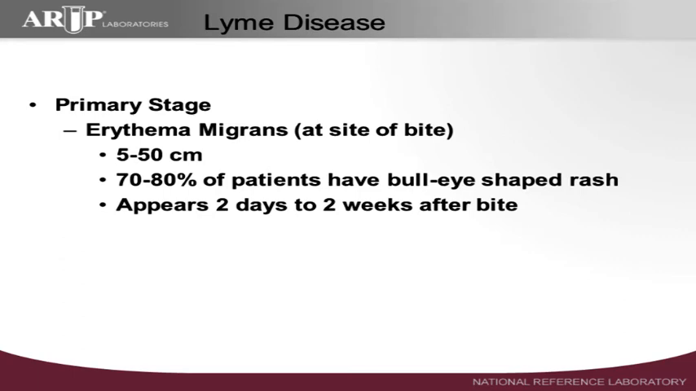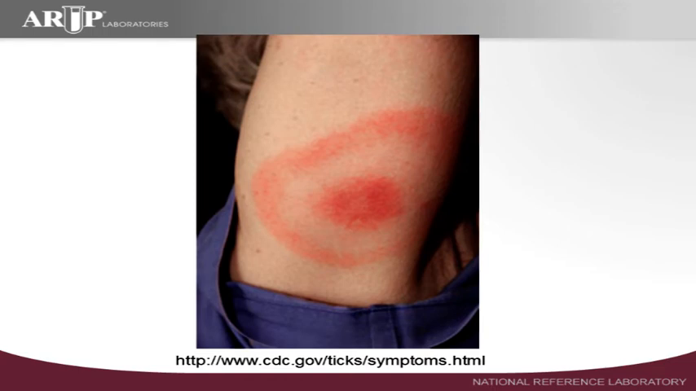The rash appears 2 days to 2 weeks after the bite. And here are some pictures I found on the internet. You can see some of these are bigger than others. You can see how it radiates out, classic bullseye shape. They can be anywhere on the body, wherever a tick attaches itself.